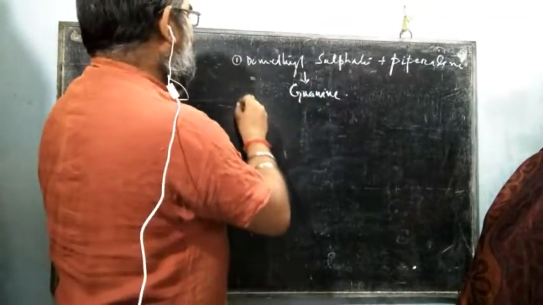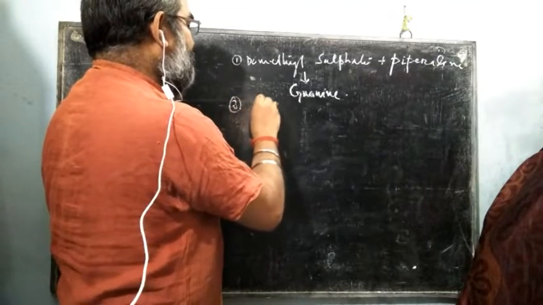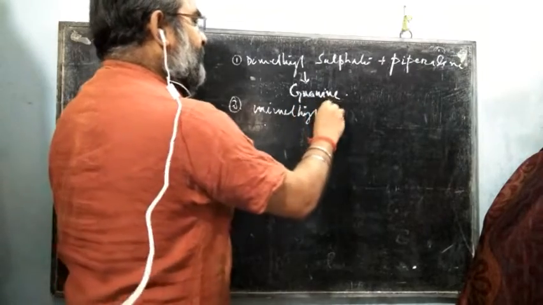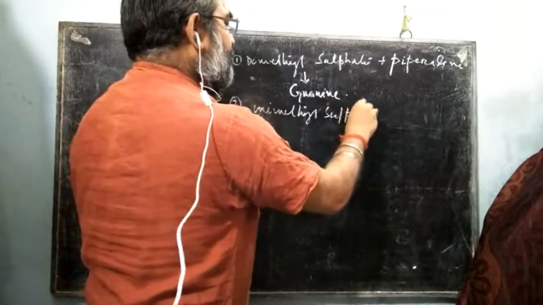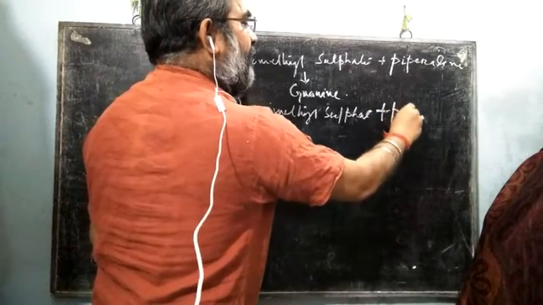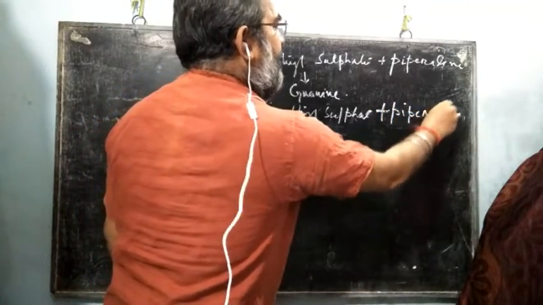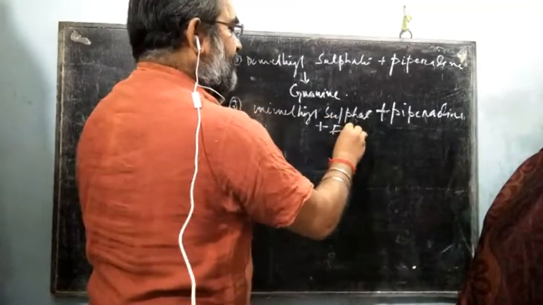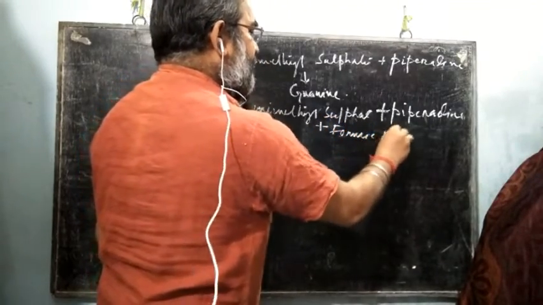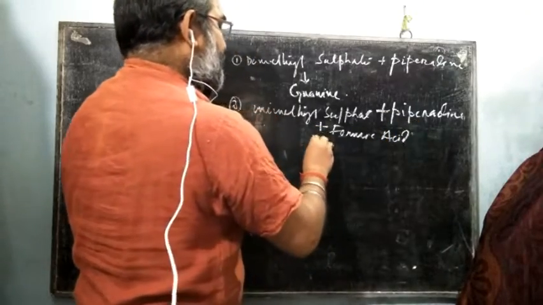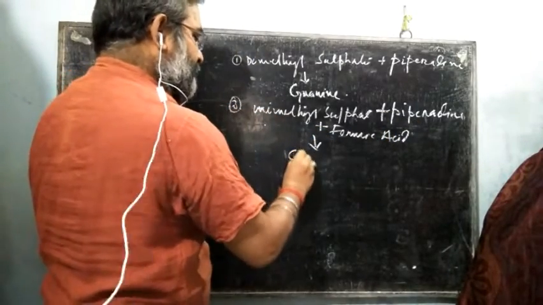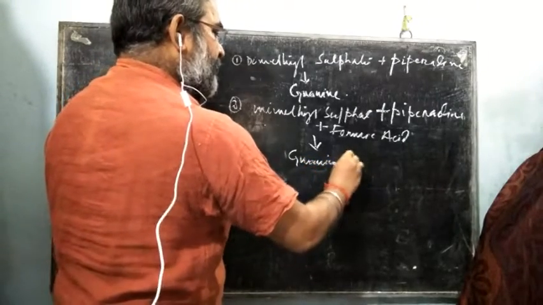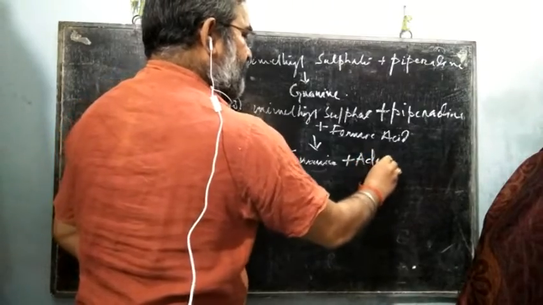And second reaction, dimethyl sulfate plus piperidine plus formic acid. It produces guanine plus adenine.